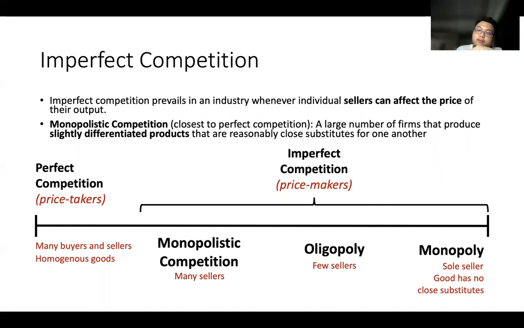So on the opposite end of perfect competition, we have monopoly. That means the firm, if it is a monopoly, is the sole seller, and there are no close substitutes. And then moving a bit closer along the spectrum, we have oligopoly that involves a few sellers, right? Only a few, like a duopoly. Duopoly has two sellers. Oligopoly is more than two, but not as many.